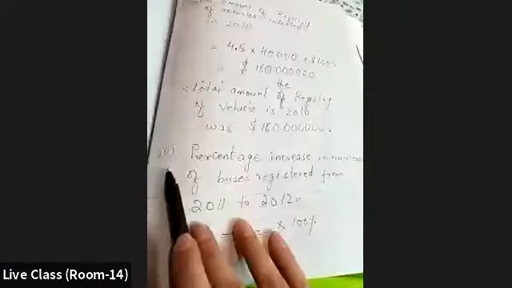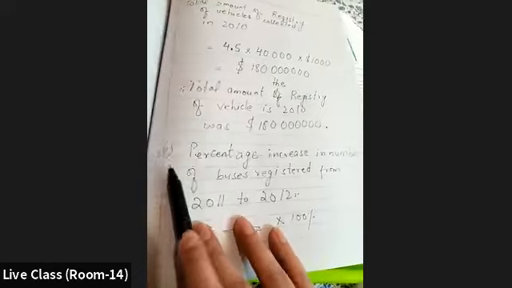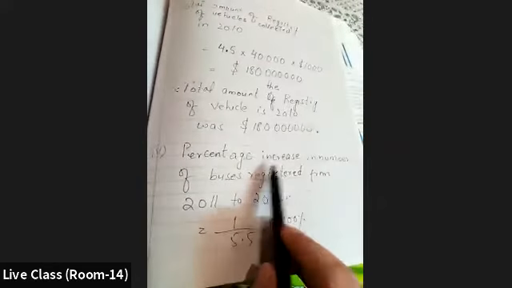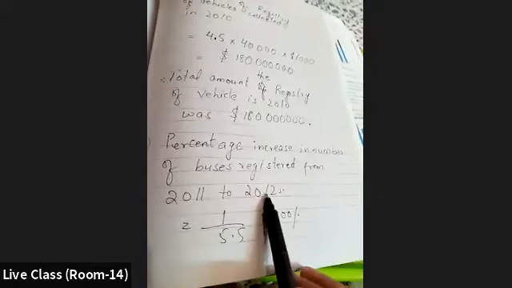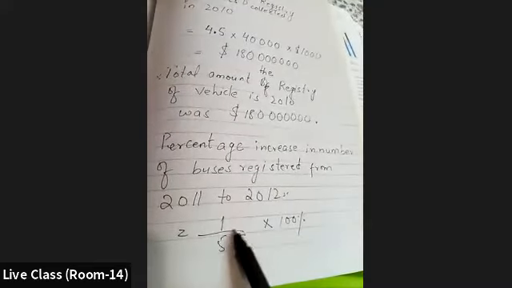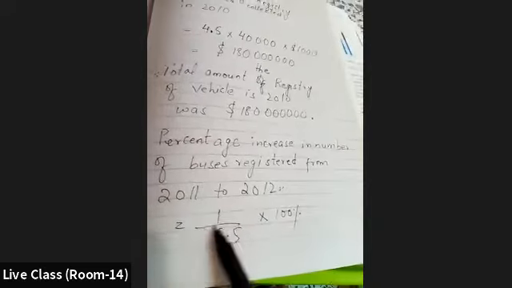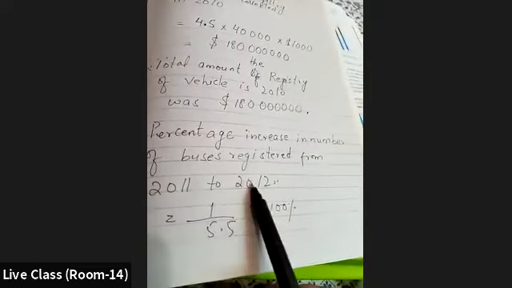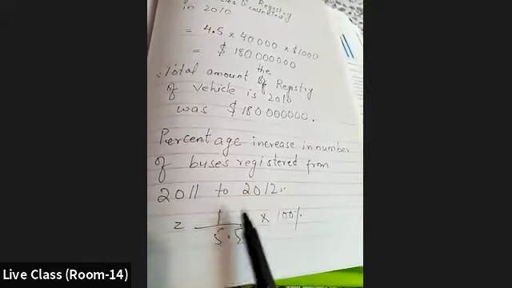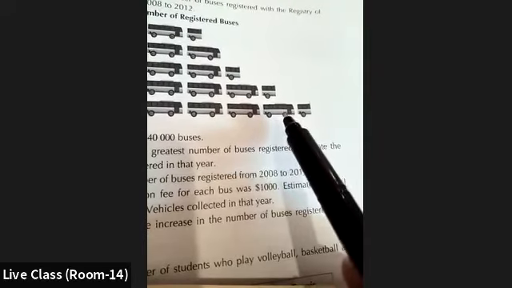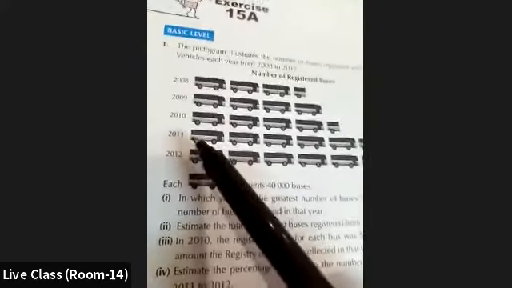Okay, part 4, everyone. Percentage increase in the number of buses registered from 2011 to 2012. So the increased number is 1. Only one bus is increased from 2011 to 2012, as you can see. Everyone see this? Only one bus is increased in 2012.